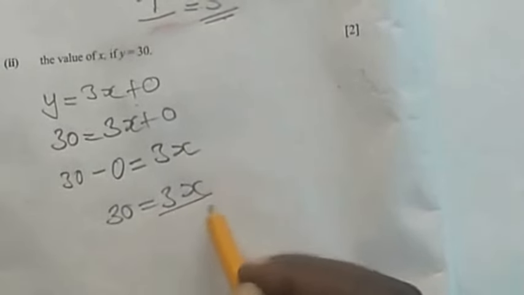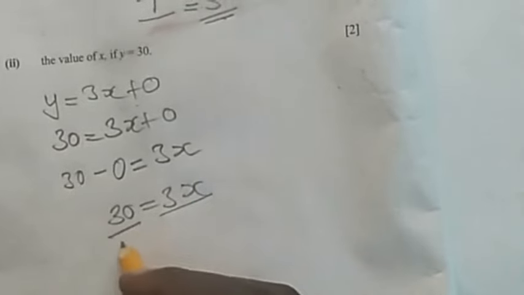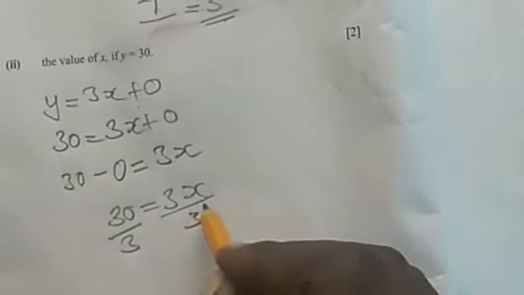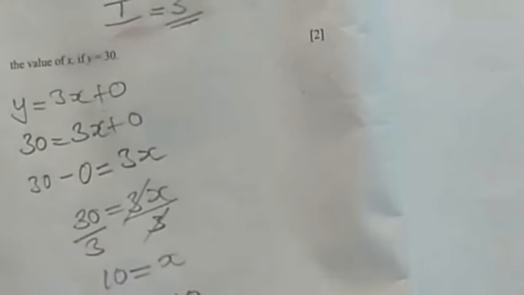Then we divide both sides by 3. Why? We want to remain with x on this side of the equal sign. So 3 here will give us x, then 30 divided by 3 will give us 10. So x is equal to 10. That's the value of x in that expression.